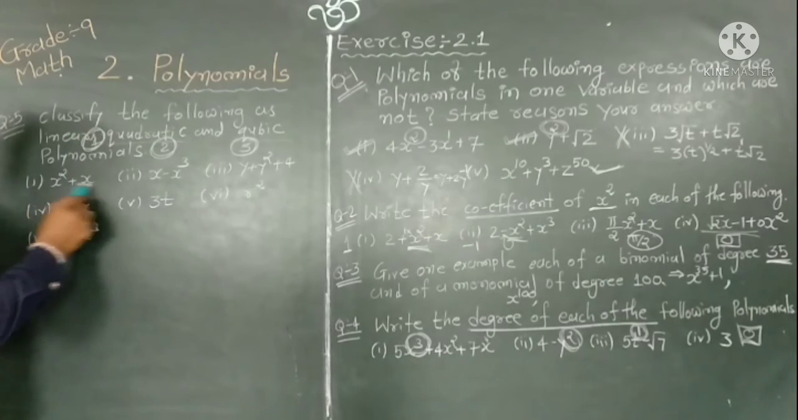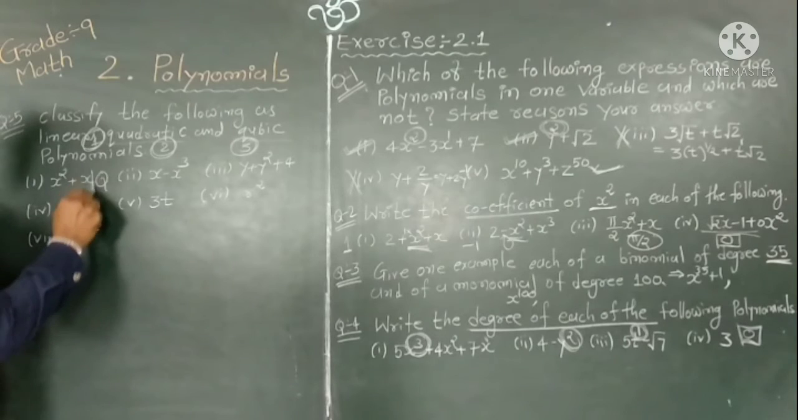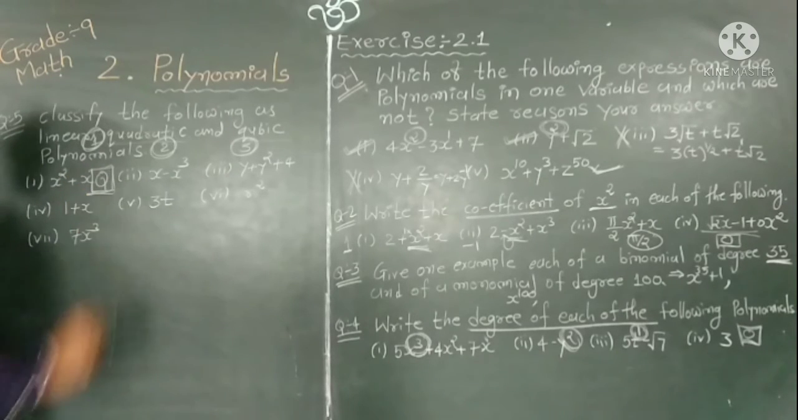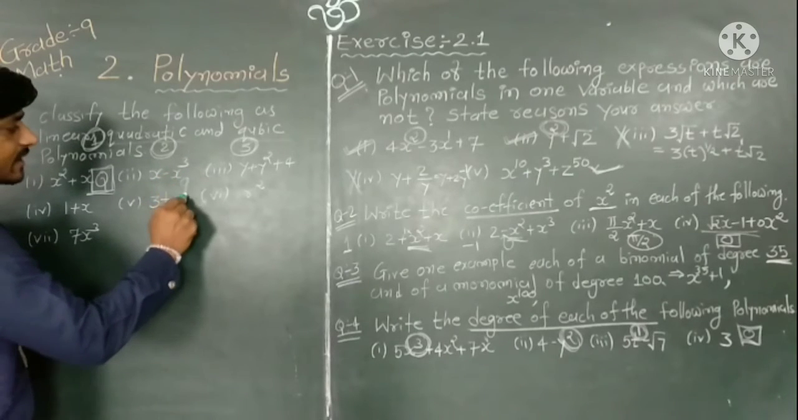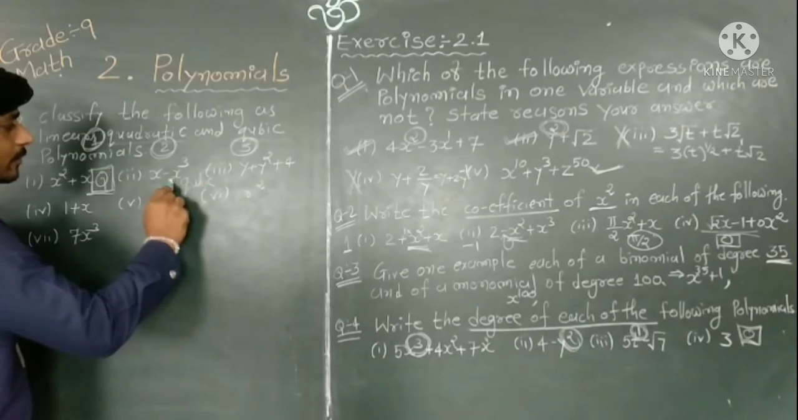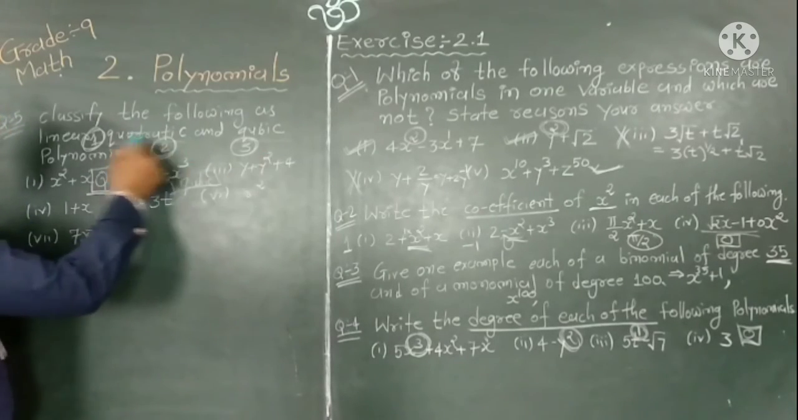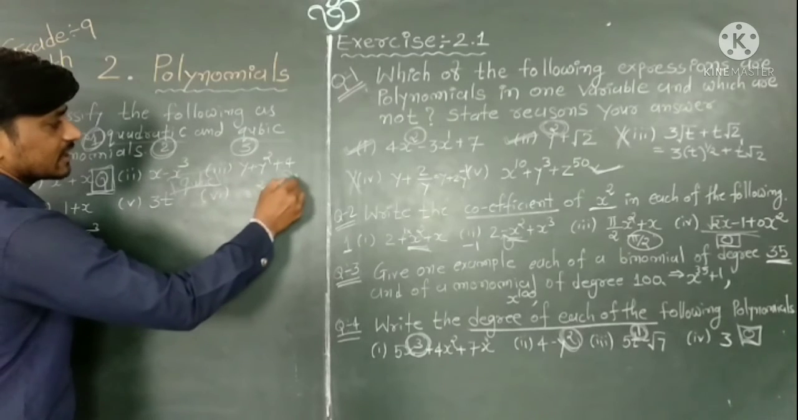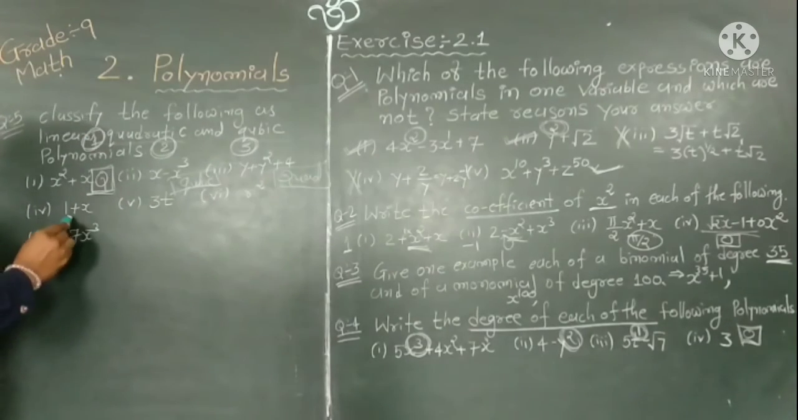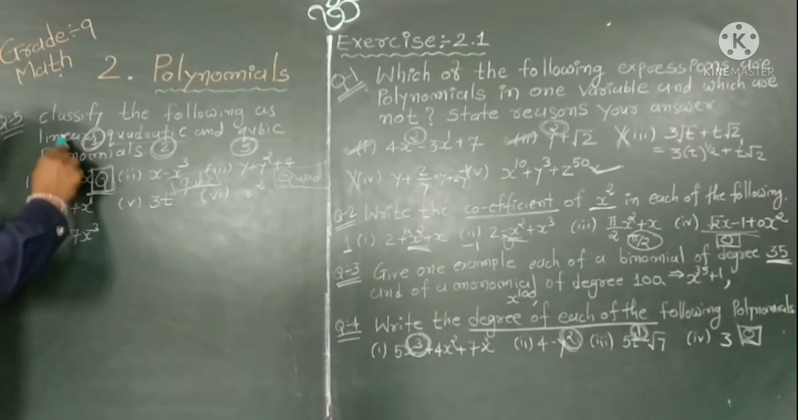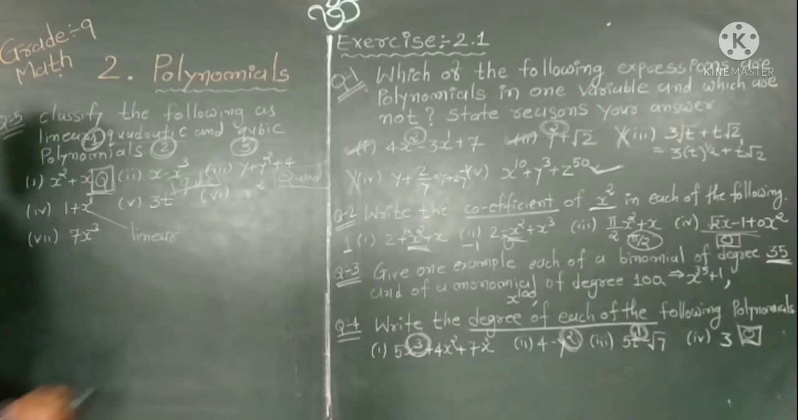Okay, so what is the degree of this polynomial? 2. That means this is a quadratic form. Q for quadratic. Okay, here the degree is 3. That means this is a cubic polynomial. For the second one, the degree is 2. So again it's a quadratic polynomial. Got it? Now here the degree is 1. So this is a linear form. So write that this is a linear polynomial.